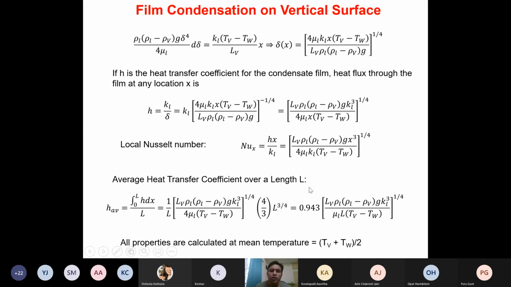Okay. Now one more thing to note down here is whenever we are looking at condensation, all the properties have to be calculated at average temperature. And what is the average temperature here? Vapor temperature plus wall temperature divided by 2. This one has to remember. Okay. So this is the final formula 0.943 LV (rho L minus rho V) G KL cube divided by mu L capital L into (TV minus TW) and raised to the power 1 by 4.